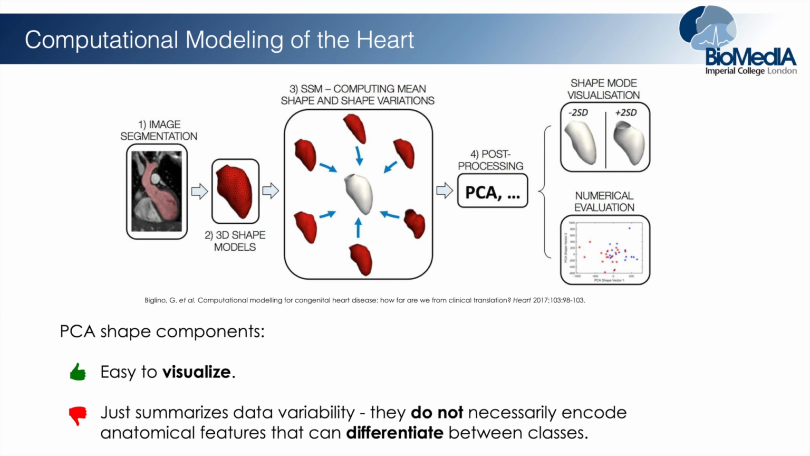The main advantage of such approaches is that they provide easy visualization. So in PCA, you have a generative model and you can actually visualize the effect of the learned modes of variation. However, the main drawback of this class of approaches is that usually they just summarize the information inside your data, and they do not learn task-specific features, for example, for the differentiation of different classes.